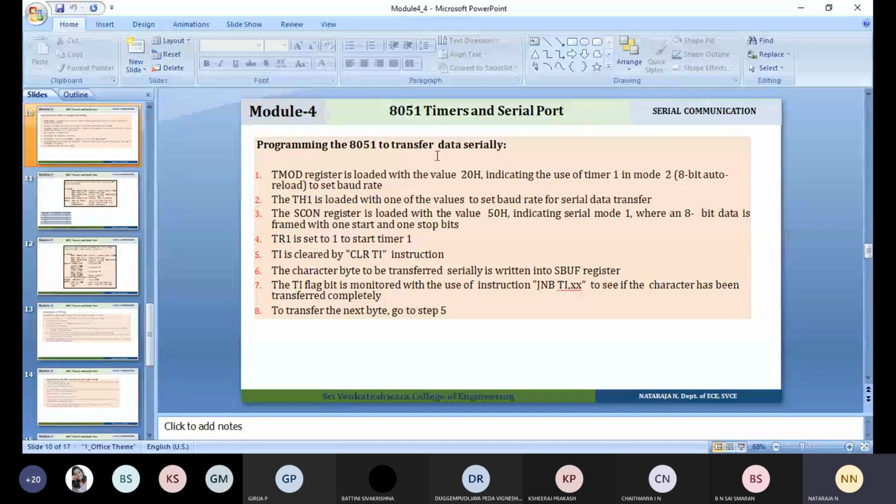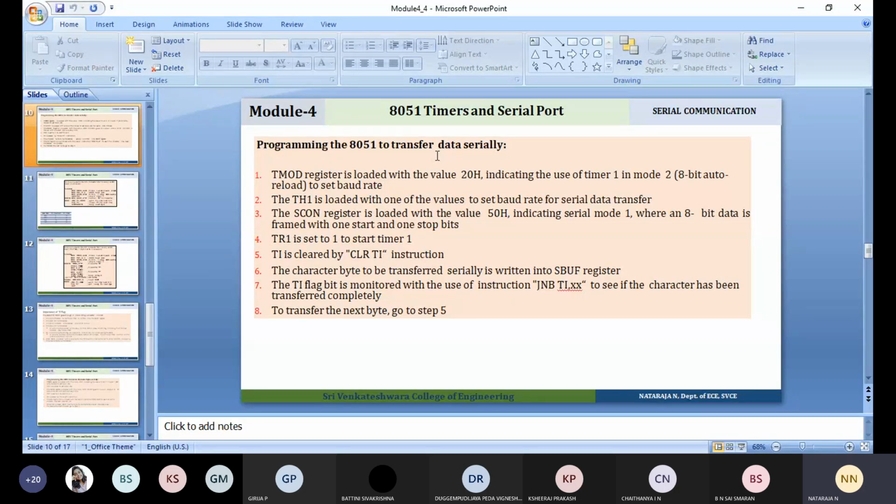Next point, if I load TR1 set to 1, it will start timer 1. TI is cleared by the instruction clear TI. What is TI? Transmit interrupt, what we discussed in the last slide. Initially, we need to clear the transmit interrupt. Why? Because, for example, if I previously transmitted some serial data, that will be loaded in the transmit interrupt. That is why first we need to clear the old data.